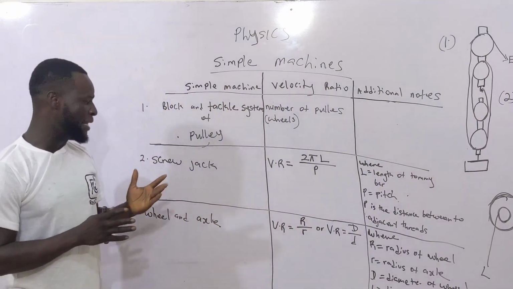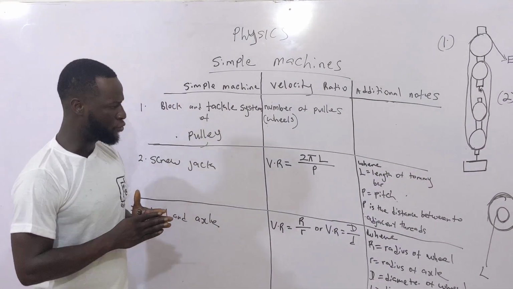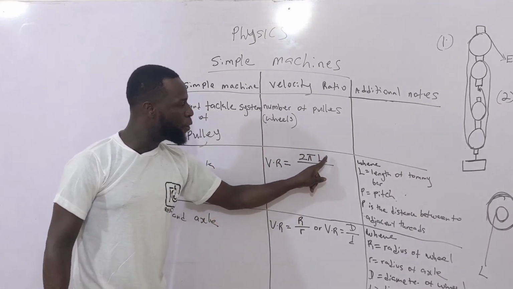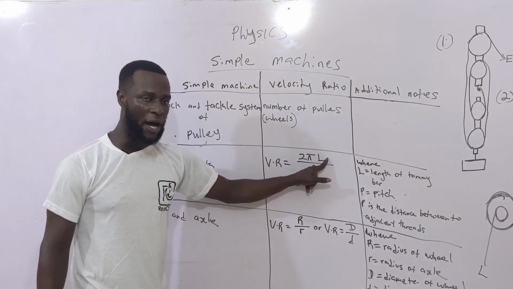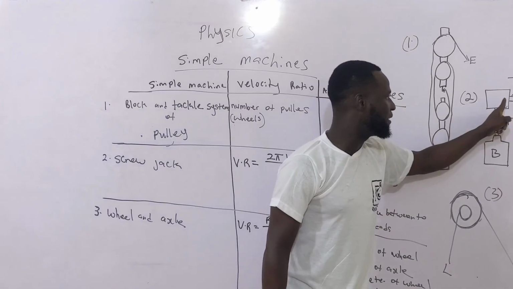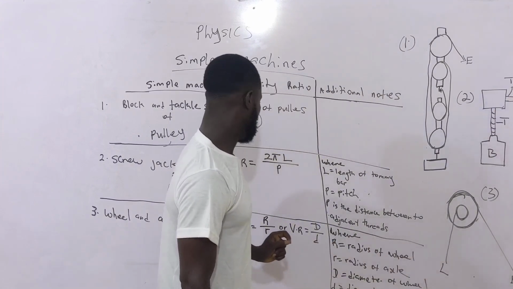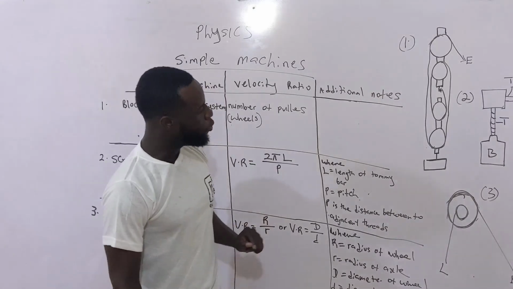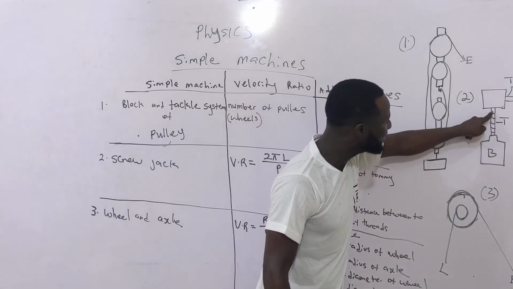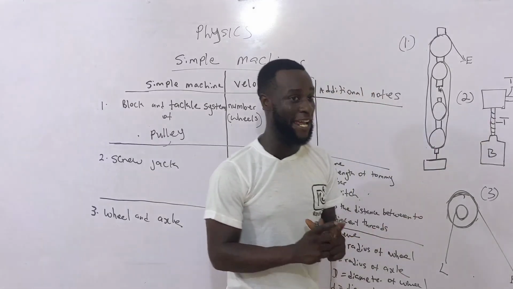The next simple machine I would like to talk about is the screw jack. For the screw jack, the velocity ratio of a screw jack is 2 pi L over P, where L is the length of the turning bar and P is the pitch. If we come over to this side, you will see that this is the length of the turning bar. This is what we refer to as the turning bar. And when we say the pitch, we are referring to the distance between 2 successive threads. This is a thread and this is a thread. The distance between these 2 adjacent threads or successive threads is the pitch.